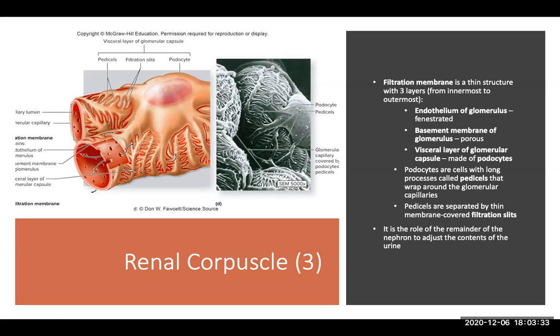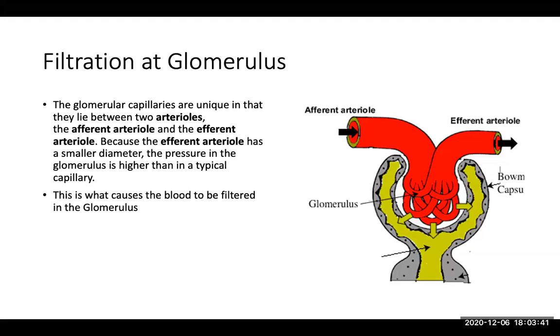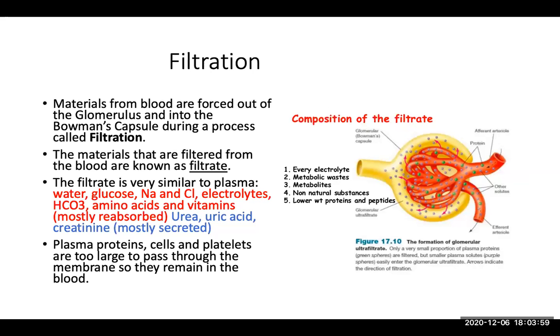It's the role of the remainder of the nephron to adjust the contents of the urine, and the renal corpuscle does the initial filtration. The glomerular capillaries are unique in that they lie between two arterioles, the afferent and efferent arteriole. Because the efferent arteriole has a small diameter, the pressure in the glomerulus is much higher than in a typical capillary, and this is what causes the blood to be filtered into the glomerulus.